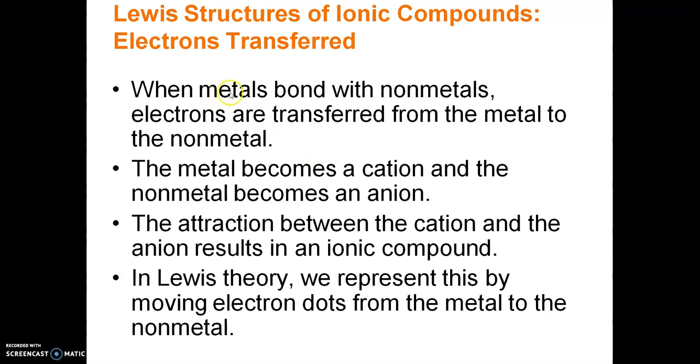In an ionic bond, you have a metal and a nonmetal reacting. We'll qualify that more precisely in an upcoming lesson. But for right now, metal and nonmetal.